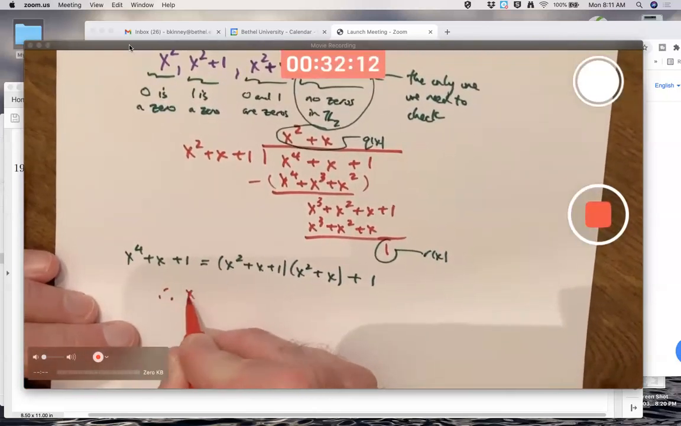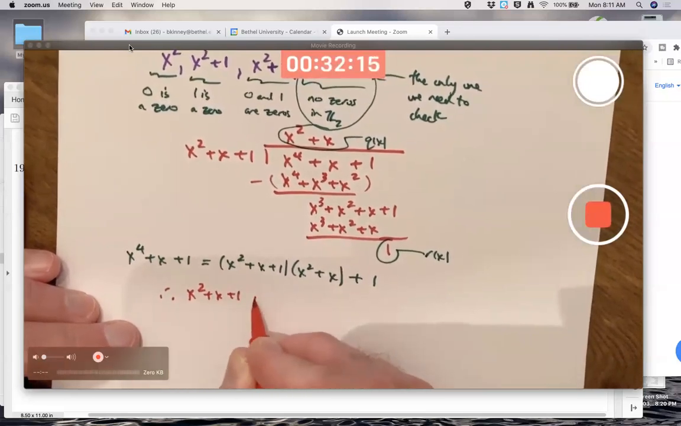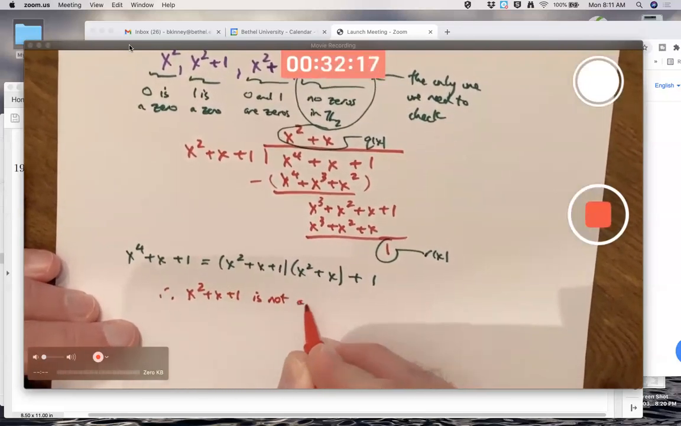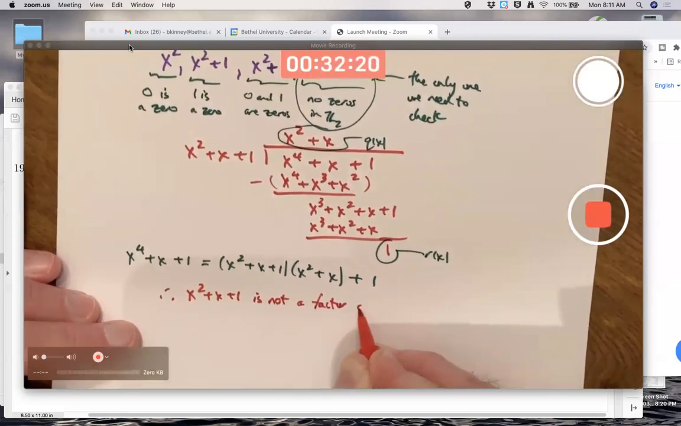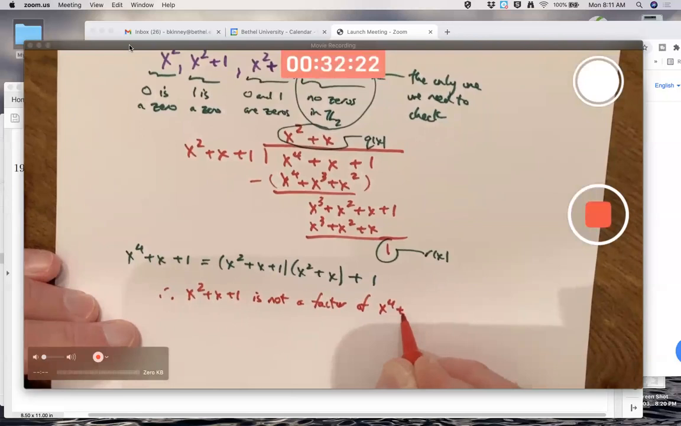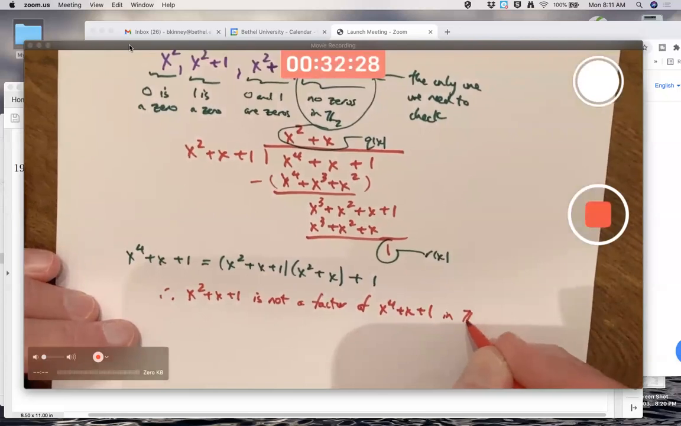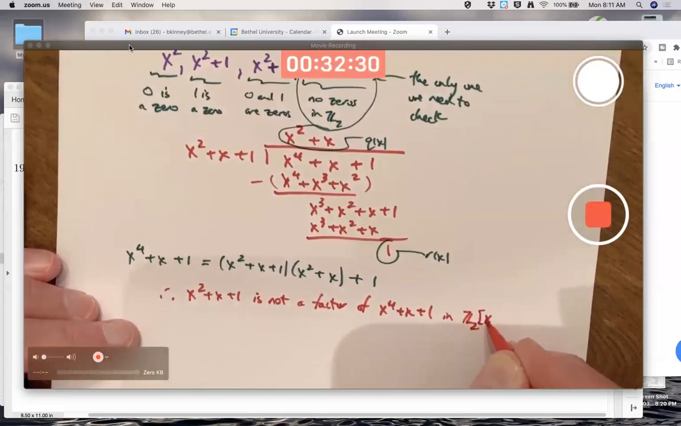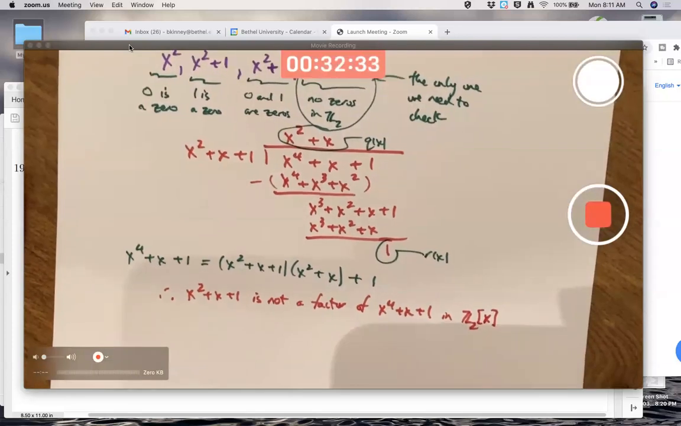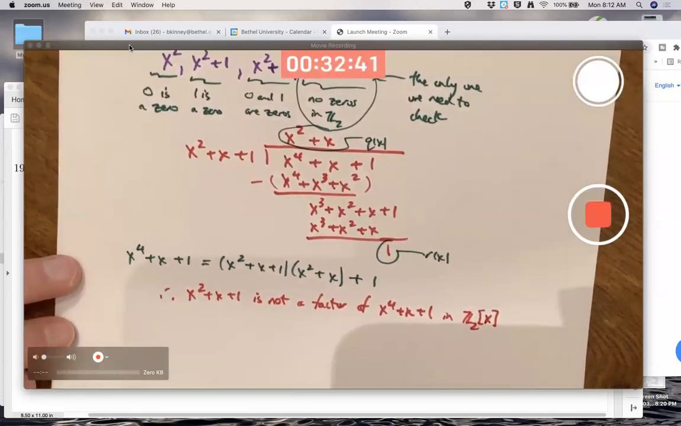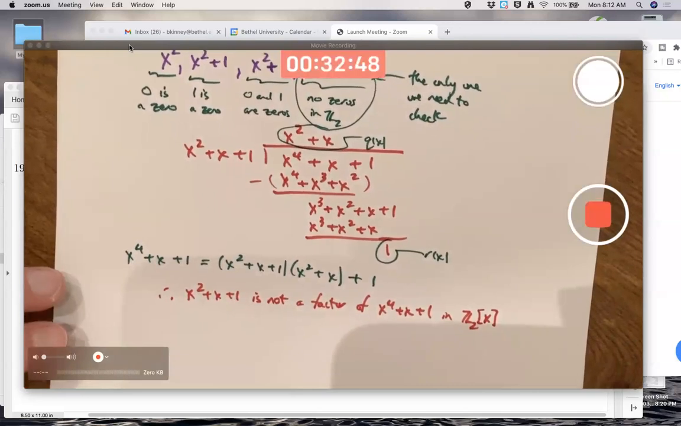Therefore, x squared plus x plus 1 is not a factor of x to the fourth plus x plus 1 in Z2x. That's important to emphasize. It could be a factor in Z3x. You know, the answer depends on which polynomial ring you're talking about. Make sure you realize that. Is it likely to be a factor in Z3? I don't know, probably not, but it could be. It's not out of the realm of possibility.